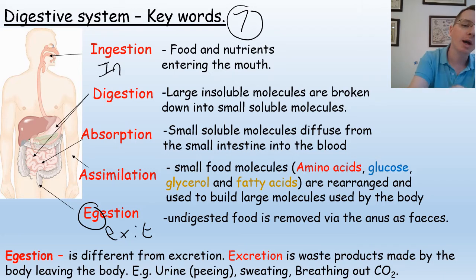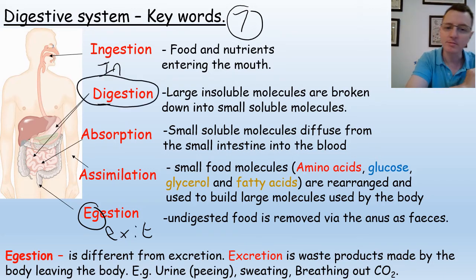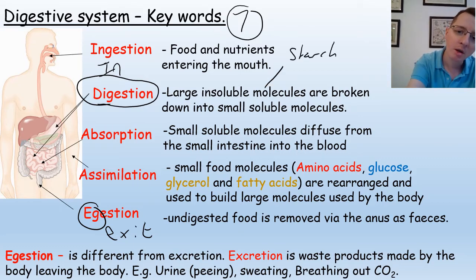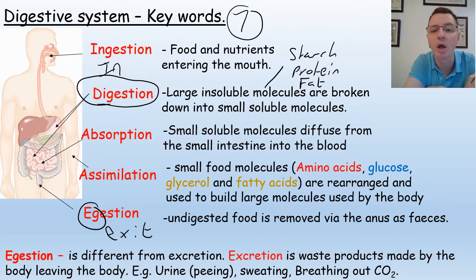In between, we have digestion. So what happens in digestion? Well, digestion is where we take large insoluble molecules and break them down into small soluble molecules. So large insoluble molecules such as starch, protein, and fat. And we break these down into much smaller soluble molecules. So the starch gets broken down into smaller sugars, glucose and maltose. Protein gets broken down into amino acids, and fats get broken down into glycerol and fatty acids.